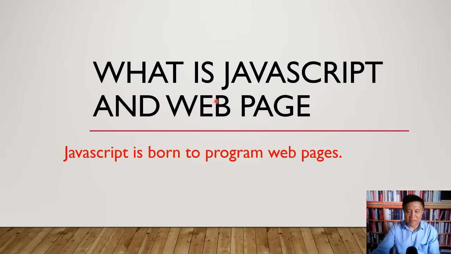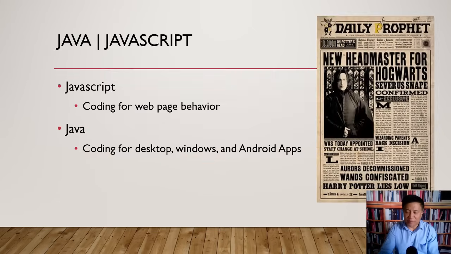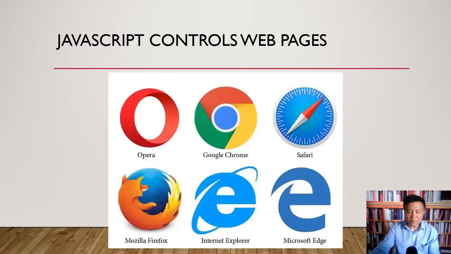So now let's focus on JavaScript and web pages. JavaScript was really born to program the web page. One way to think about JavaScript is to think about the live newspaper that you see in the Harry Potter movie. In the Harry Potter style newspaper, the videos can come out of the paper. And JavaScript is kind of like this. Now, what is a web page? A web page is a text document, much like Word, Excel and PowerPoint.